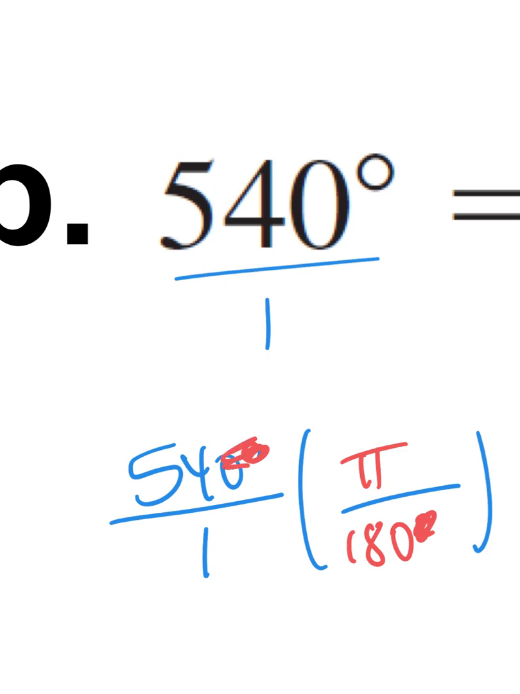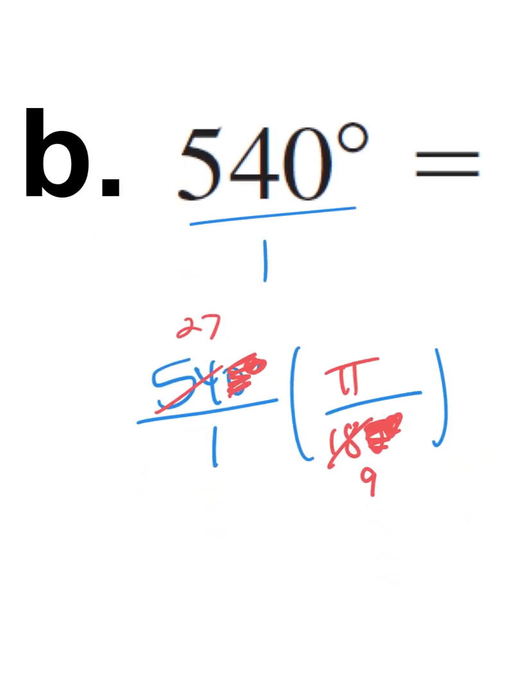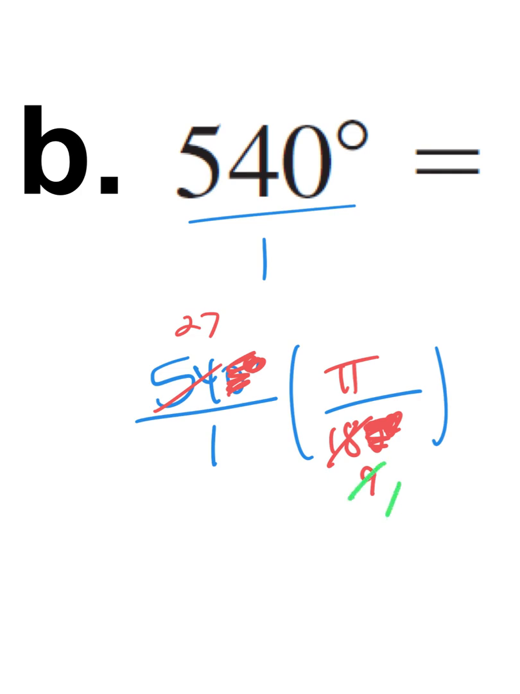Right away I see I can divide by 10, right? What number goes into both 54 and 18? 2, okay. 54 divided by 2 is 27. 18 divided by 2 is what? 9. Anything else? 9. All right. 9 goes into 9 once, and 9 goes into 27 what? So 540 degrees is how many pi? There you go. Not bad, right?